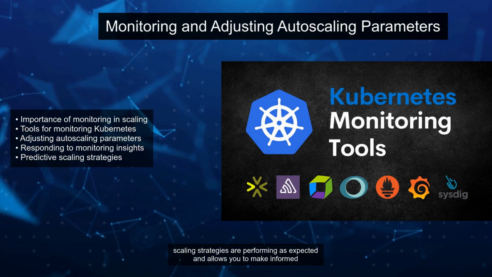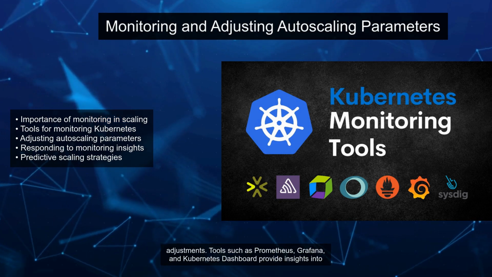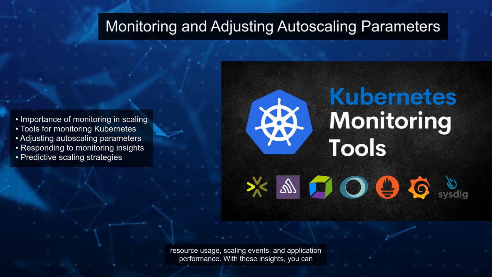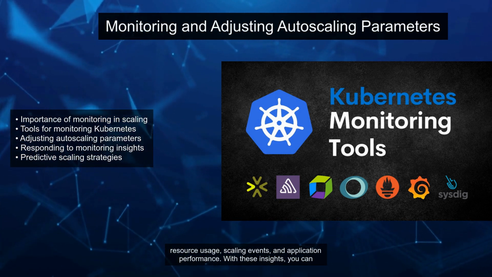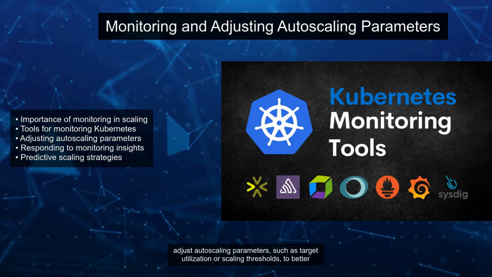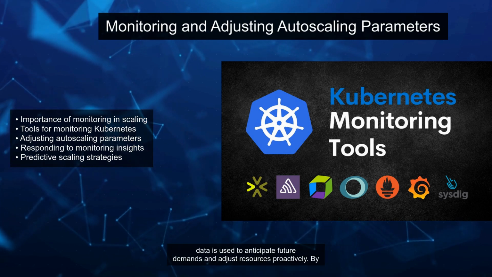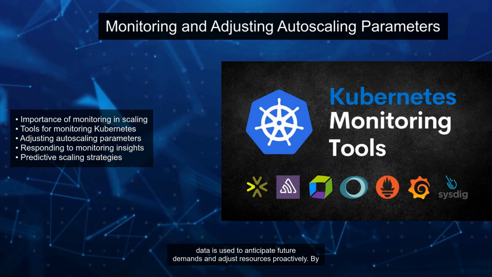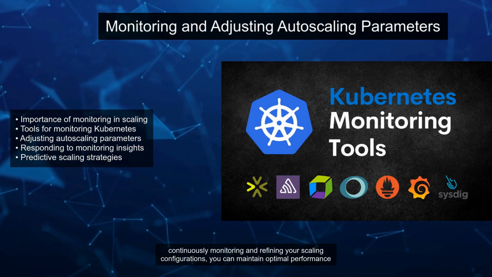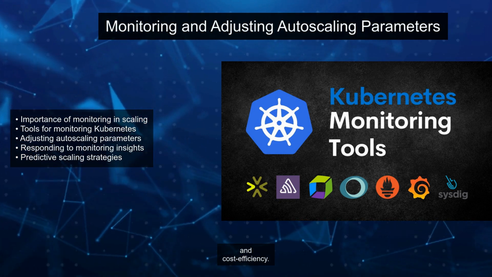It helps ensure your scaling strategies are performing as expected and allows you to make informed adjustments. Tools such as Prometheus, Grafana, and Kubernetes Dashboard provide insights into resource usage, scaling events, and application performance. With these insights, you can adjust autoscaling parameters, such as target utilization or scaling thresholds, to better align with your application's needs. Monitoring also enables predictive scaling, where historical data is used to anticipate future demands and adjust resources proactively. By continuously monitoring and refining your scaling configurations, you can maintain optimal performance and cost efficiency.